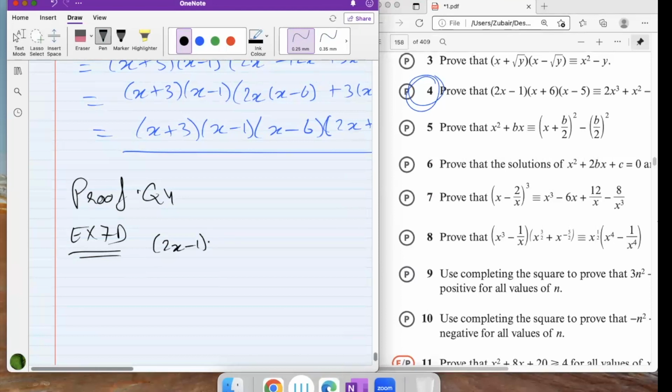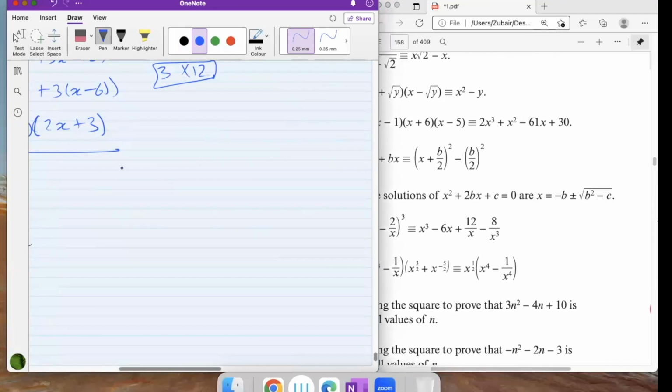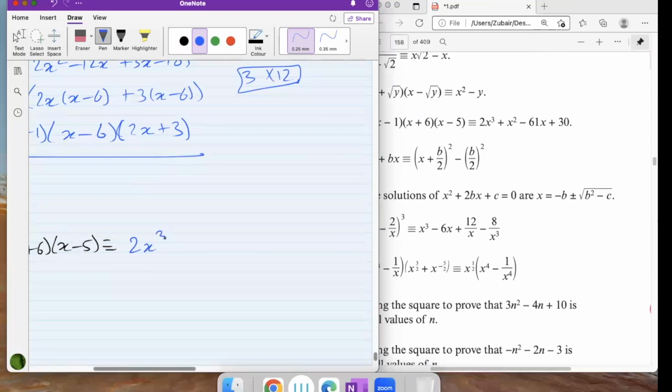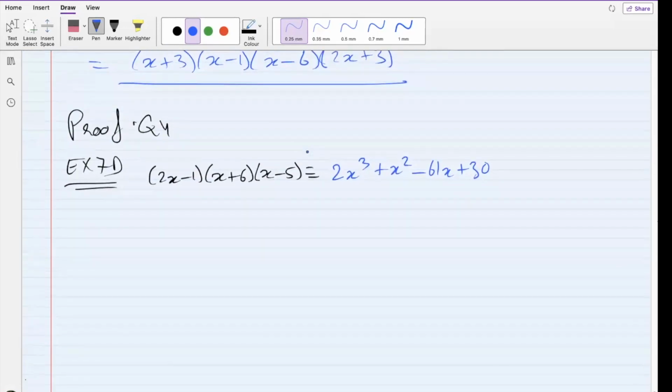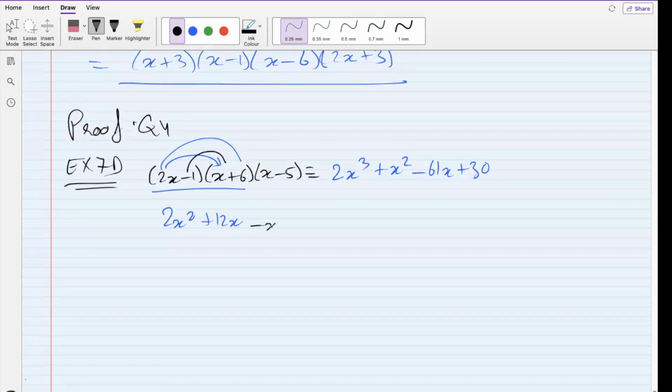This is 2x minus 1 times x plus 6 times x minus 5, and to show that it is equal to 2x cubed plus x square minus 61x plus 30. So we just solve and tell them that left hand side is equal to right hand side. So multiplying these two first, 2x square plus 12x minus x minus 6 into x minus 5. 2x square plus 11x minus 6 into x minus 5.